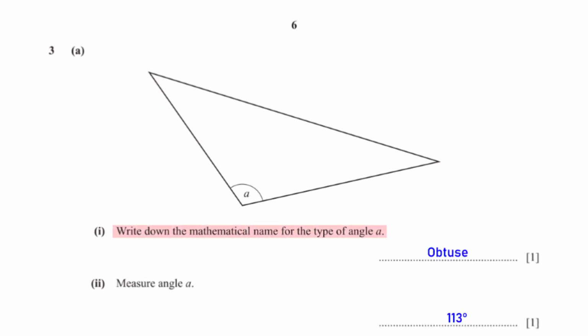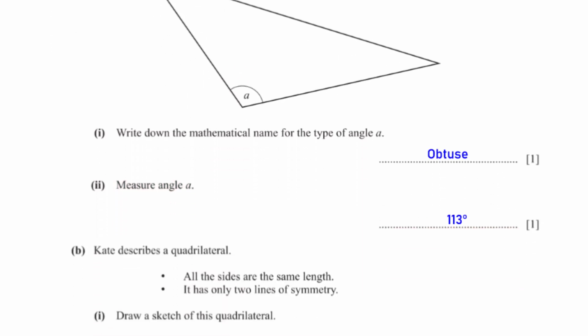Write down the mathematical name for the type of angle A. Angle A is between 90 degrees and 180 degrees, so it is an obtuse angle. Measure angle A. Using a protractor, when we measure angle A, we get 113 degrees.